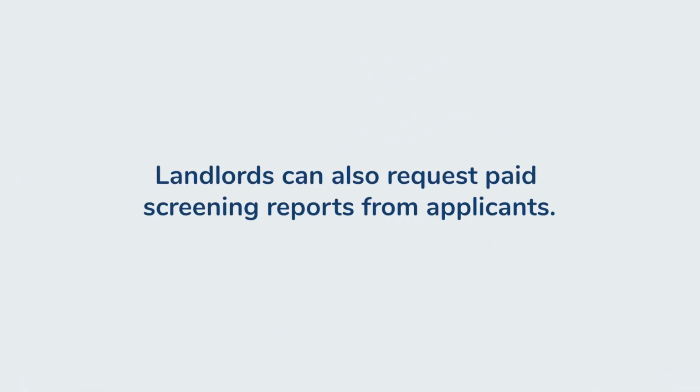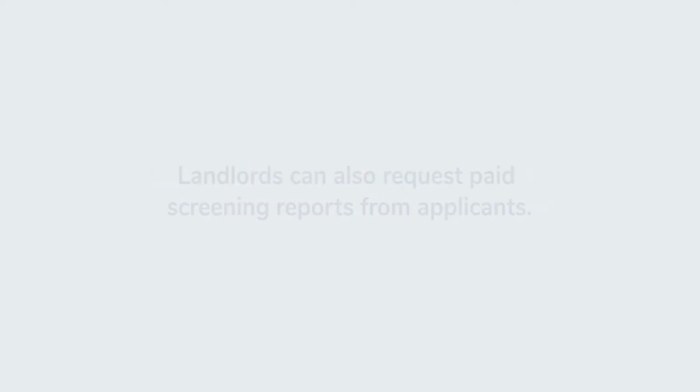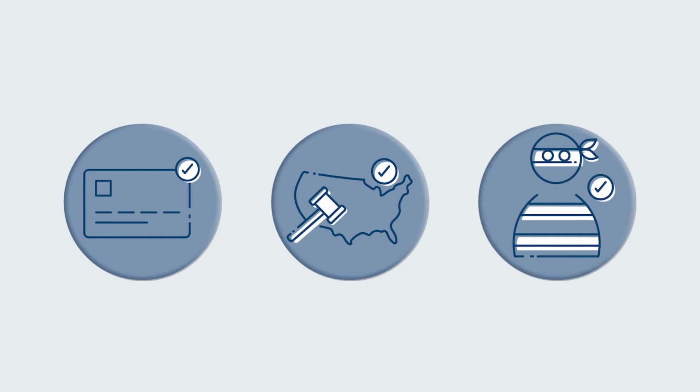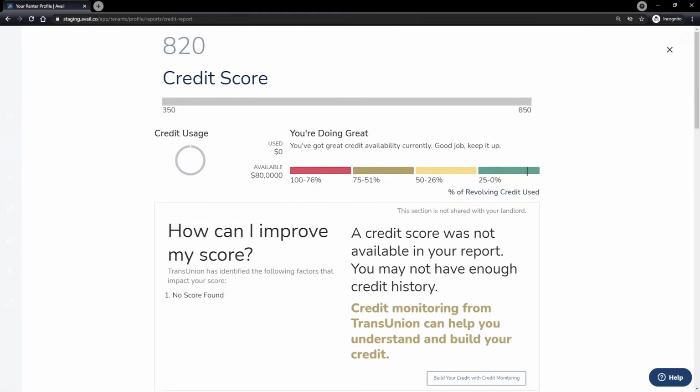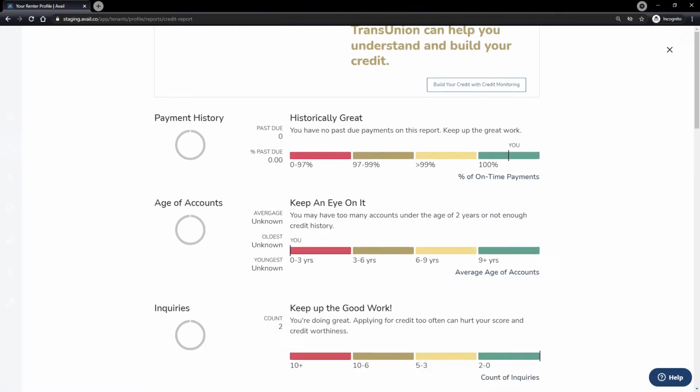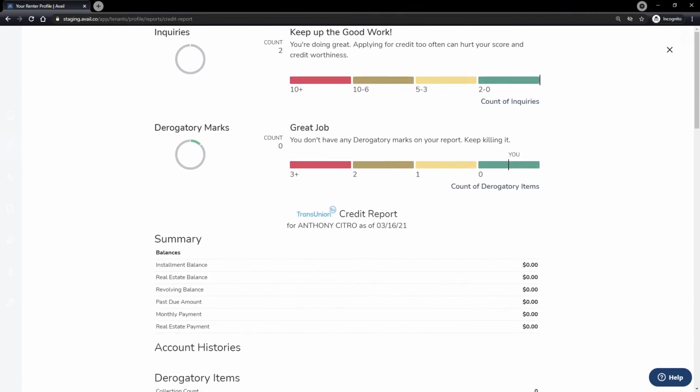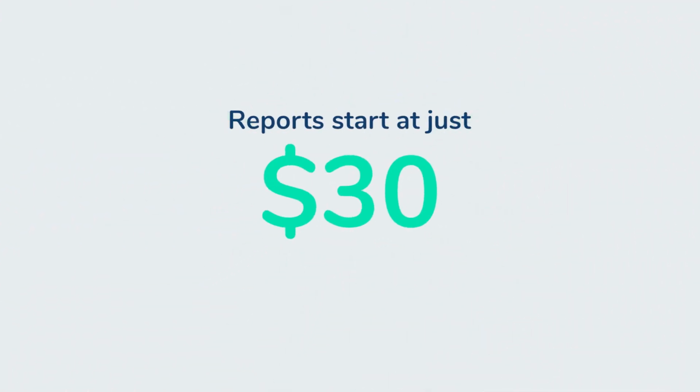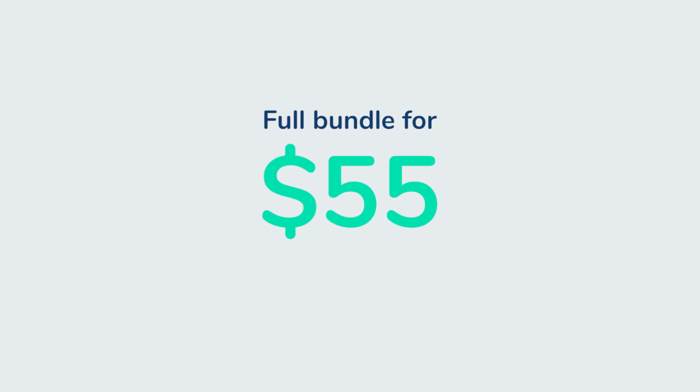Landlords can also request paid screening reports from applicants. Avail offers TransUnion credit, eviction history, and criminal background reports. These can be requested to be paid by the applicant, or the landlord can elect to cover the fees. Reports can start at just $30 with a full bundle for $55.